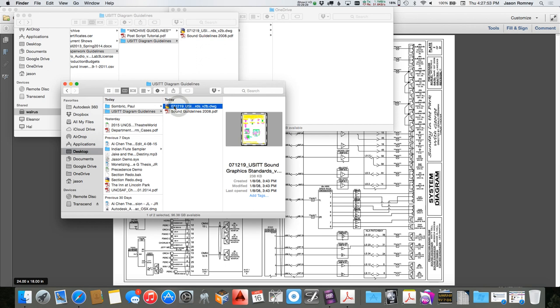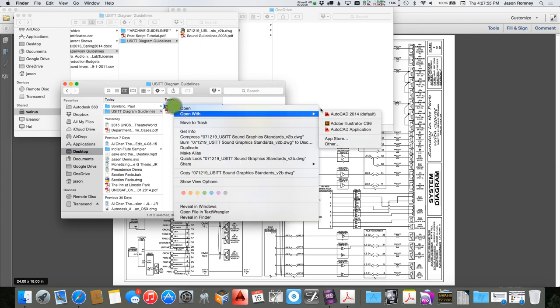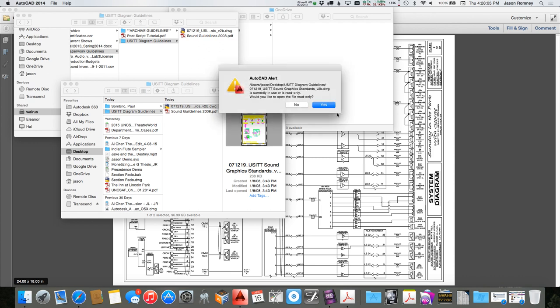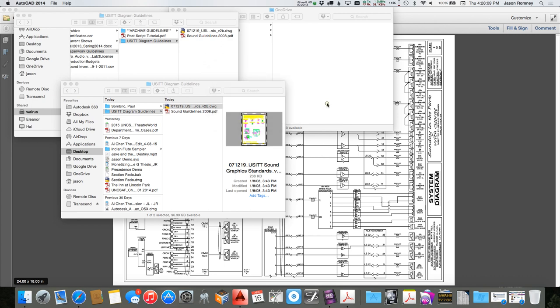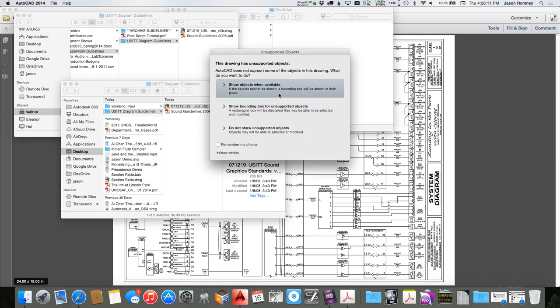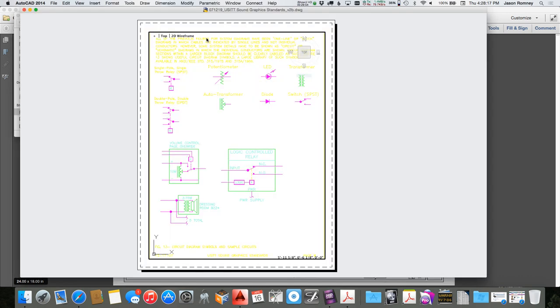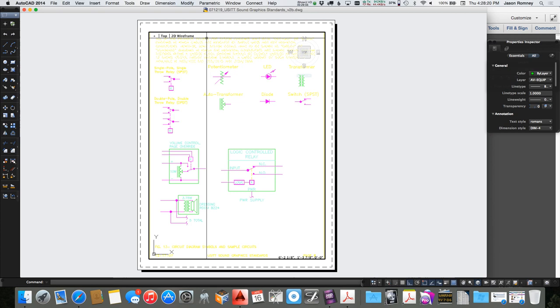Now you could open this up in CAD, and this is certainly what I do when I'm doing diagrams. I don't draw the blocks from scratch. You can if you want to; they're not that complicated to draw. I would just say if you are going to use this diagram, you would probably want to indicate that in your title block somewhere, that your blocks came from the USITT diagram document.